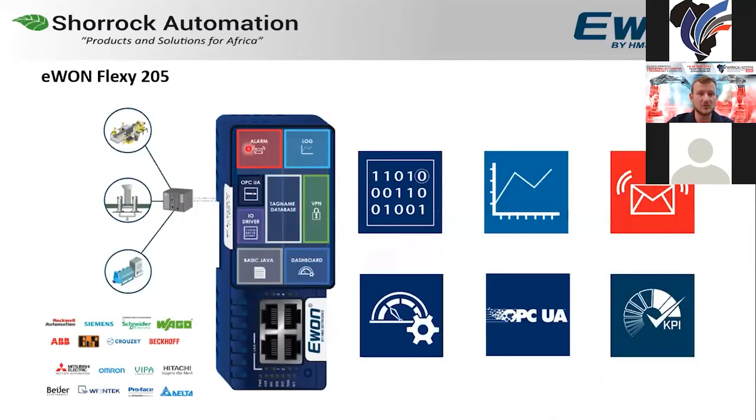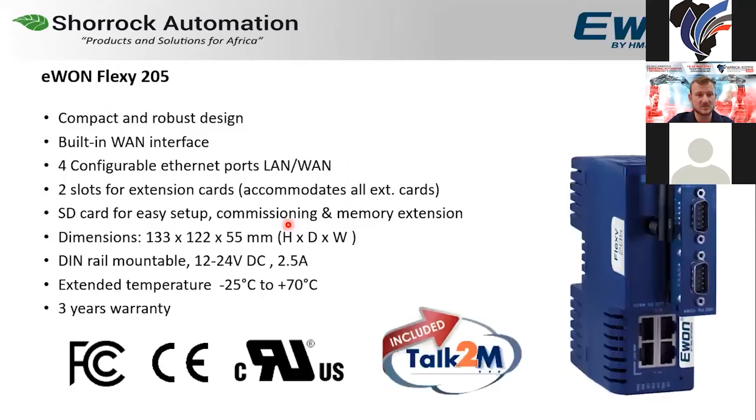Before I do so, another product within the Flexi 200 range is the Flexi 205. So immediately you'll see that this device is a bit more compact. This is specifically designed for machine builders where panel space is quite crucial. So it comes with all of the functionality I've mentioned for the Flexi 200 range. This is just a more modern and compact version of the 200 range as mentioned.